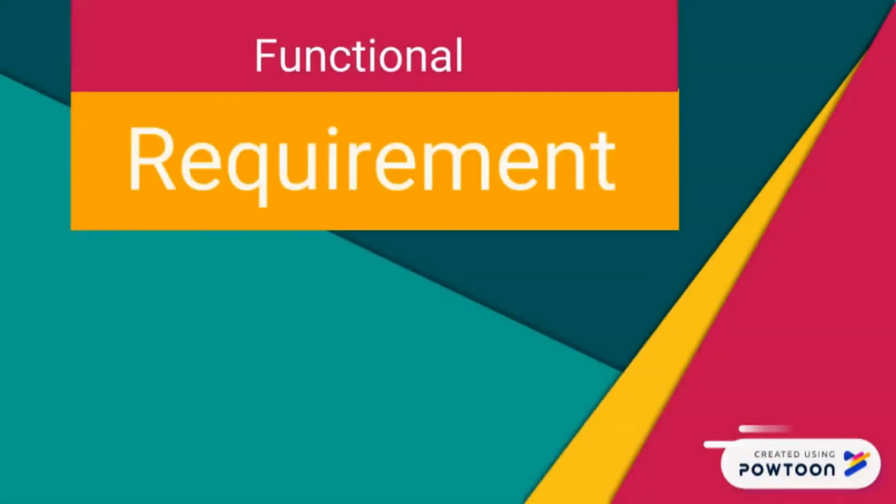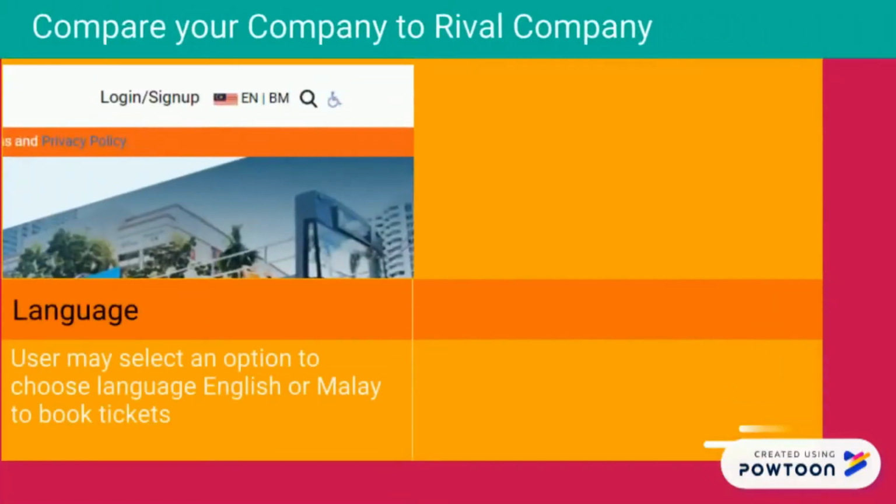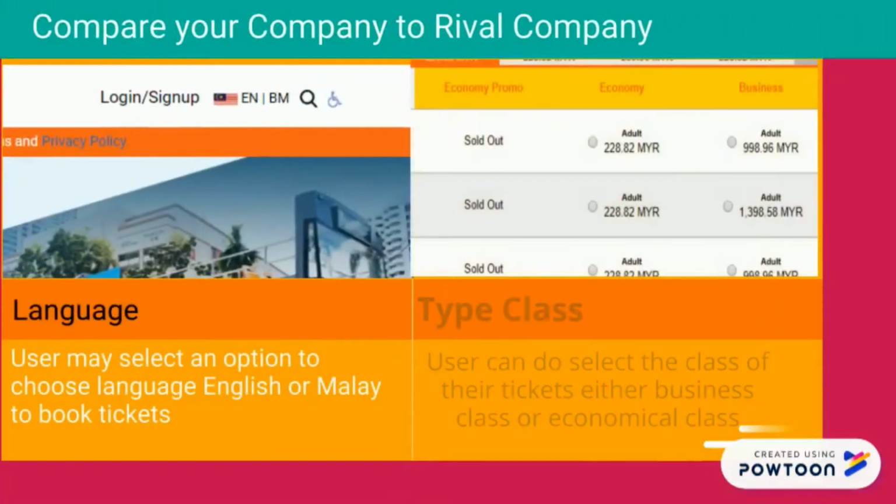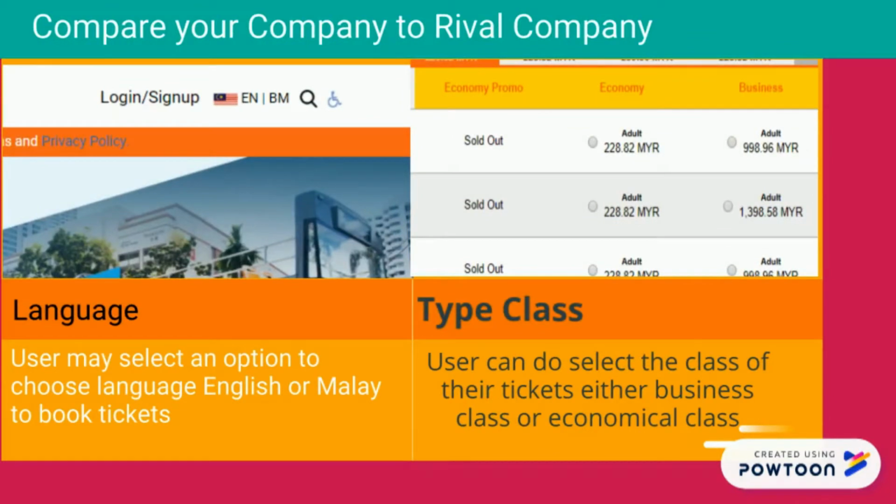First, we'll be talking about the functional requirements. The first functional requirement that I've chosen is language, where the user is able to choose the language in English or Malay during the process of booking the ticket. The second type of functional requirement that I've chosen is type class, where the user is able to choose either business class or economy class during the purchase of the ticket.